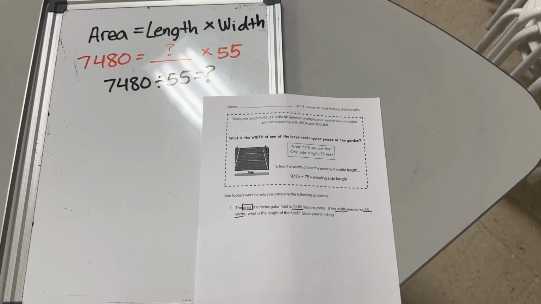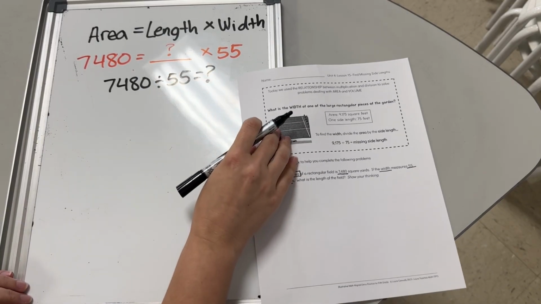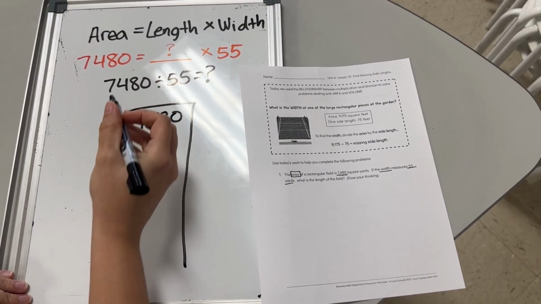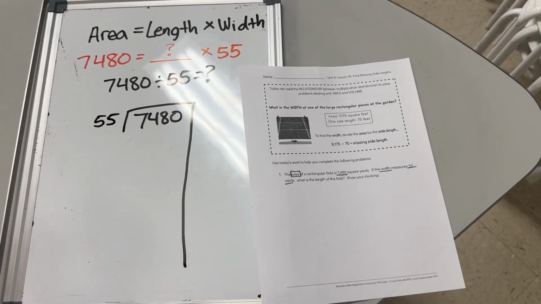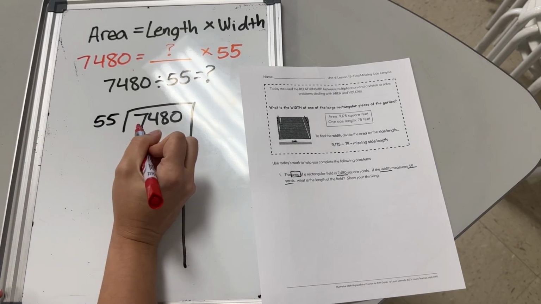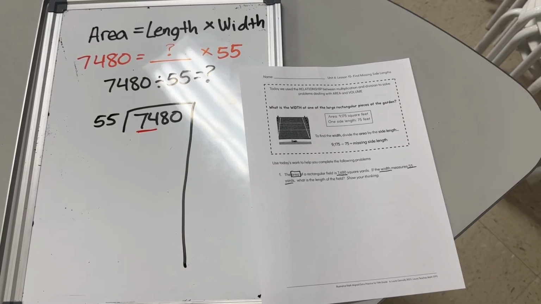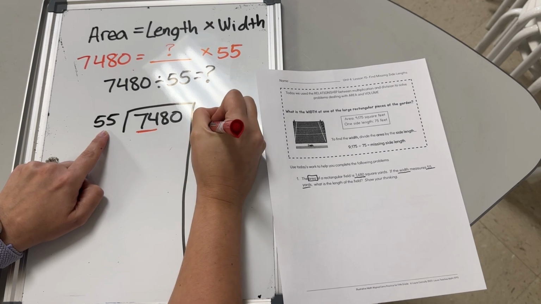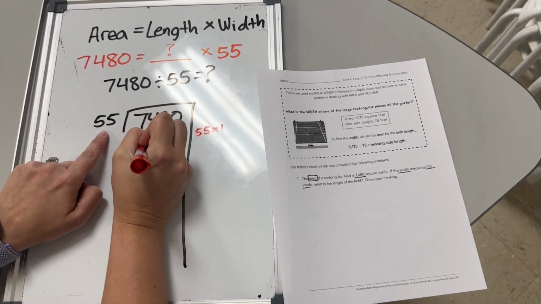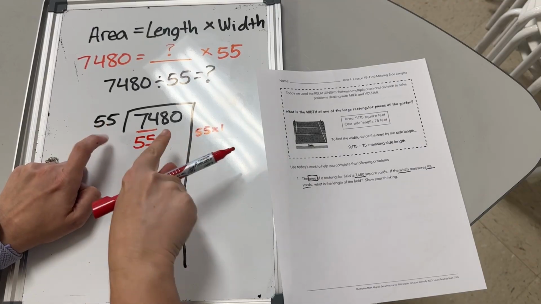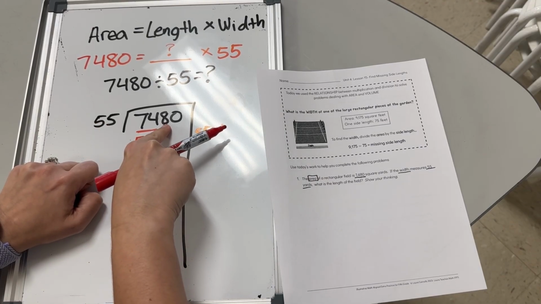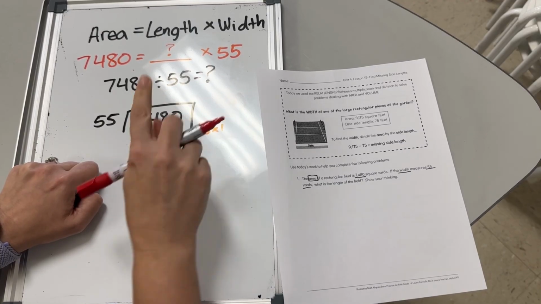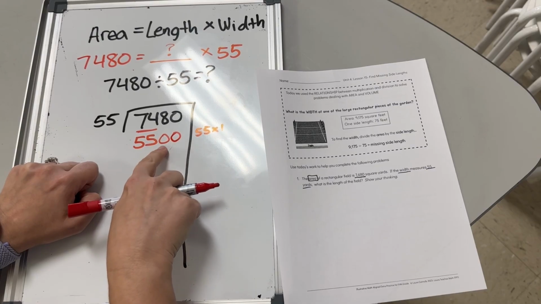So I'll set this up as a partial quotient. 7,480 is my dividend, so it goes inside, divided by 55. All right, when I do that, I am going to look at the first two digits. I see 74, and I know that 55 can fit into 74 one time. So I'll do 55 times 1, and I'll put that 55 under the 74. And then I see two empty spaces, an empty space under the 8 and an empty space under the 0. And I need to fill those empty spaces in, so I'll use these placeholders or zeros.